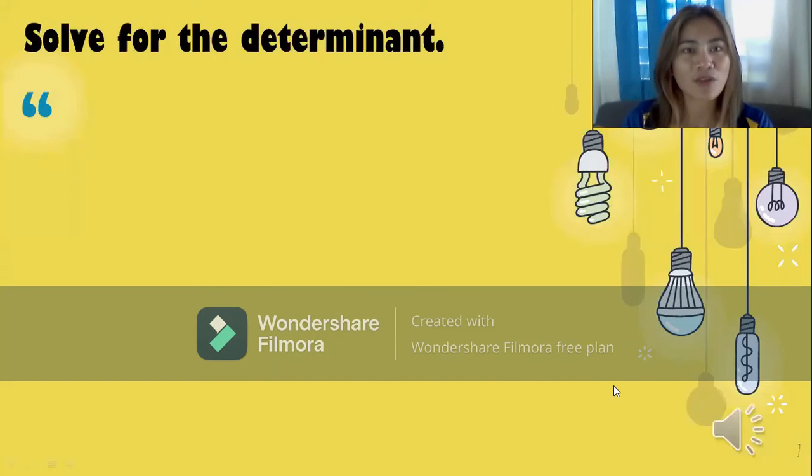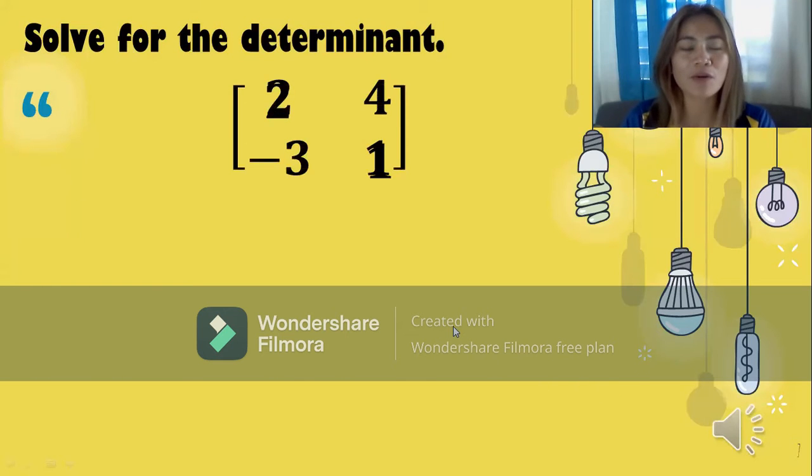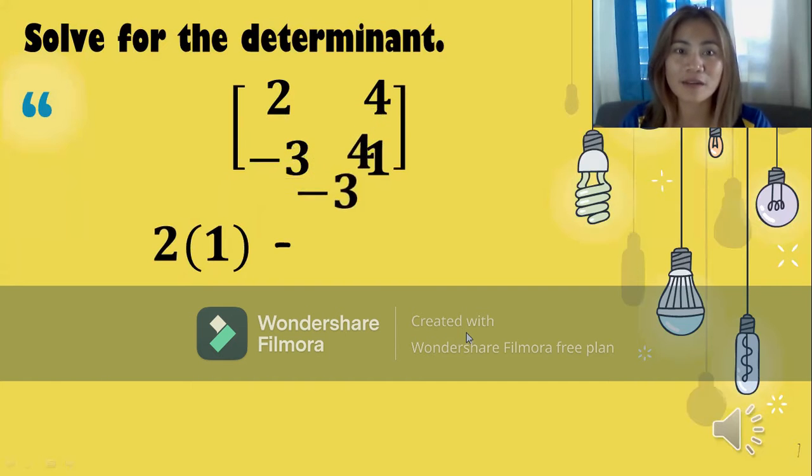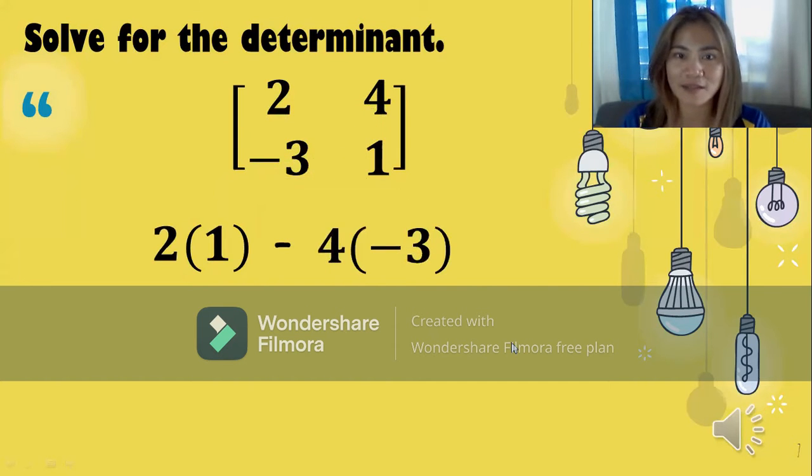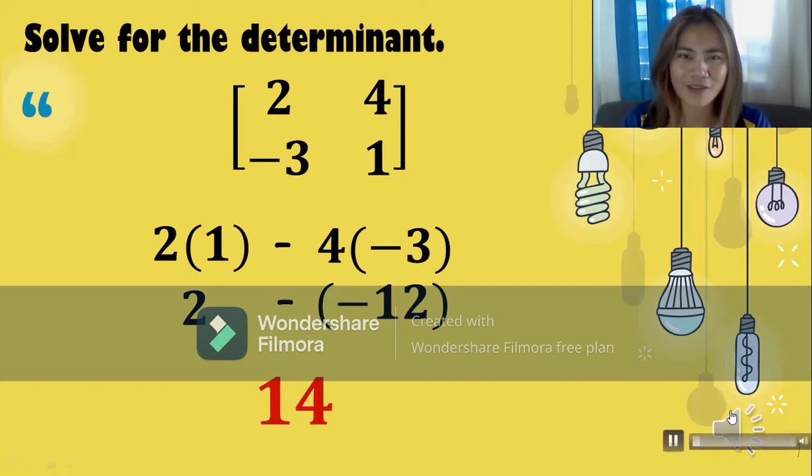Next, solve for the determinant. If you still remember how to solve the determinant of a 2 by 2 matrix, it's our lesson yesterday, right? Okay, let's have a review. So we did cross pairing, right? So 2 is paired with 1. Get the product, that is 2 times 1, minus the product of the other pair, 4 times -3. So 2 times 1 is 2, minus 4 times -3, that is -12. So 2 minus -12, the answer is 14. Very good.